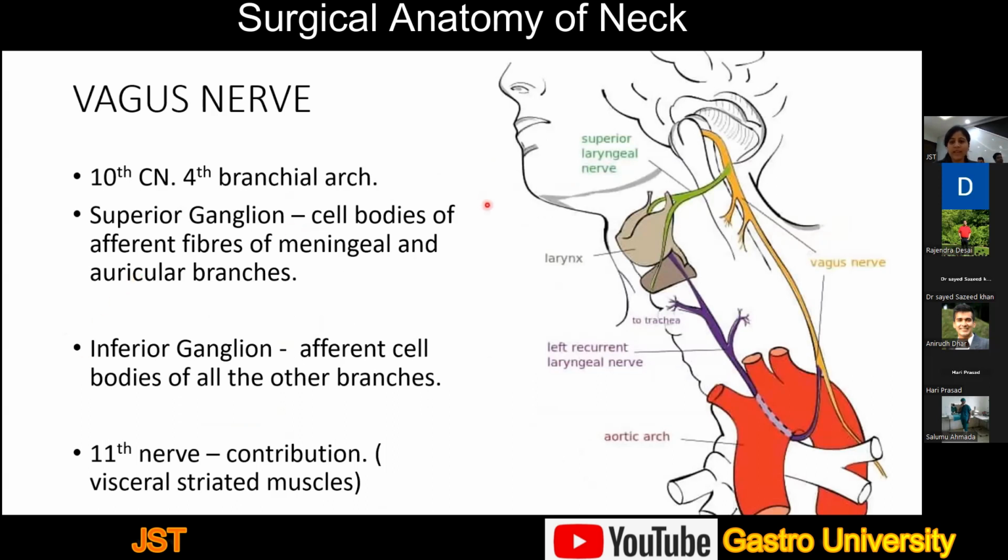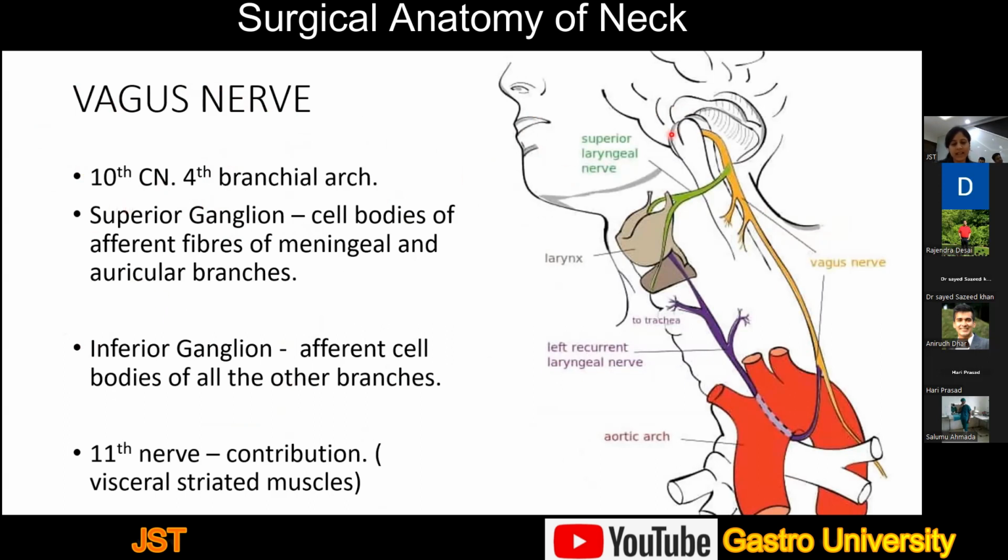So, vagus. Now, vagus is a very important nerve from every perspective. The vagus is the 10th cranial nerve and it is the nerve of the 4th branchial arch. The name vagus comes from a Latin word, vagi, which means roaming, because of its great wandering course all the way from the skull base down into the abdomen. That is why it is known as vagus.